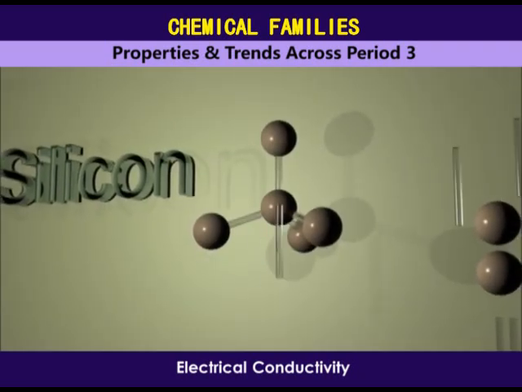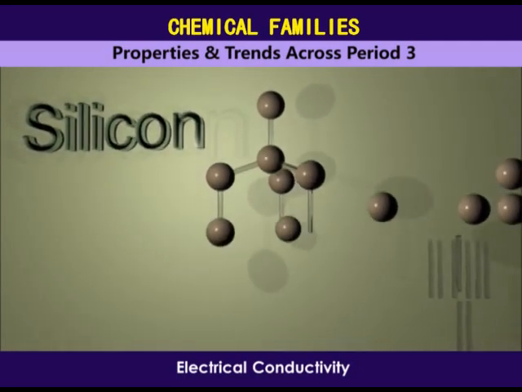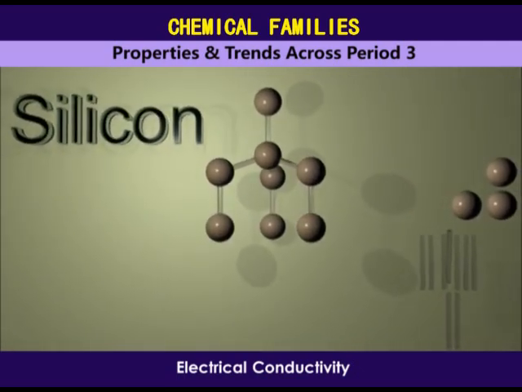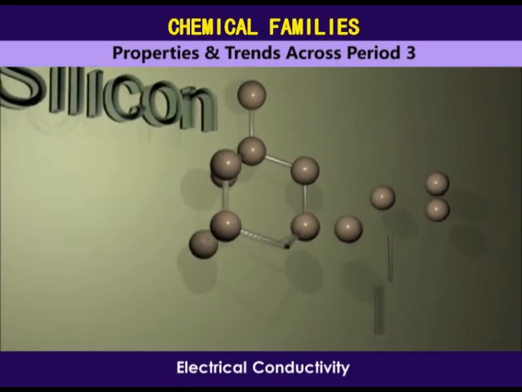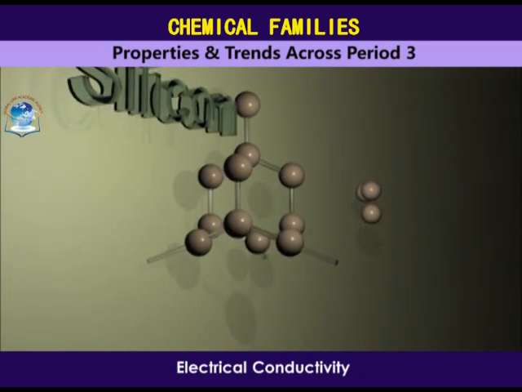Silicon has a giant atomic structure in which all the atoms are held together by strong covalent bonds. This needs a lot of heat energy to break, and hence the high melting and boiling points of silicon.